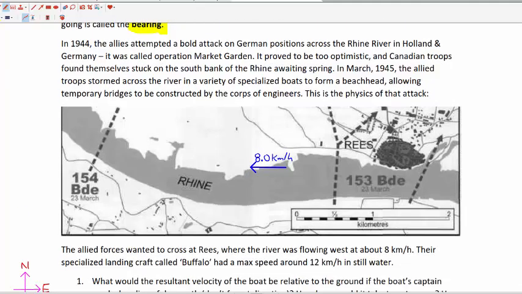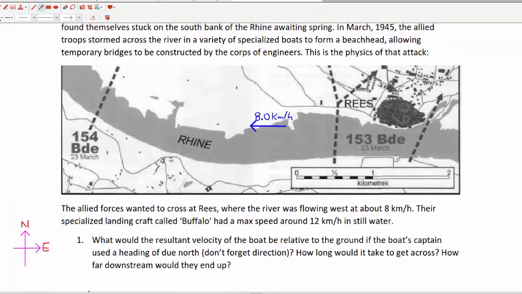So if we're looking at the Rhine River, and that time I believe it was actually going faster than this, but the unfortunate part of doing primary research is that it seems that the river was going too fast for our specialized boats to actually do a corrected river crossing. So I fudged the numbers a teensy bit to make this work.